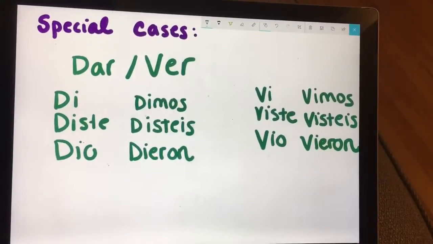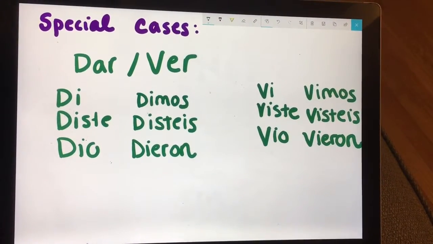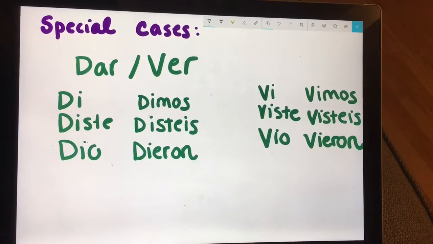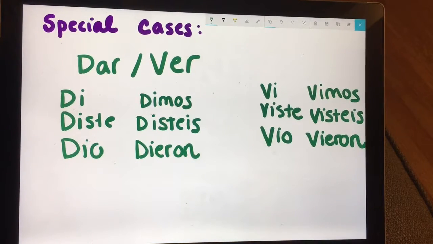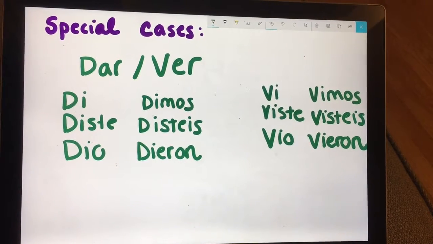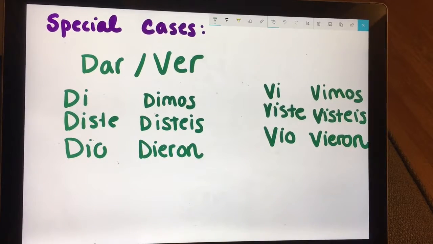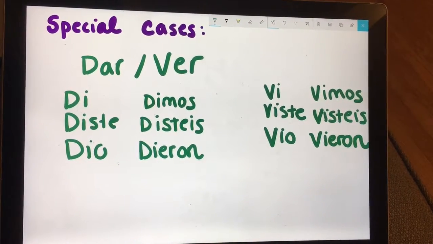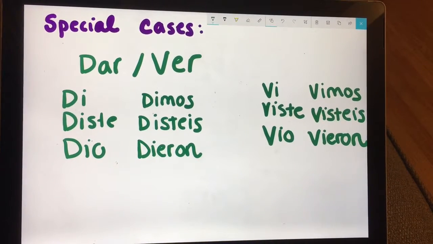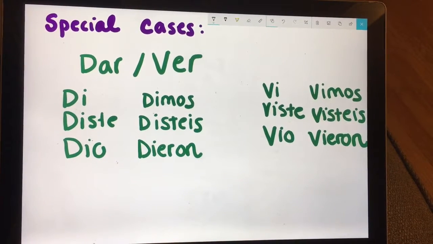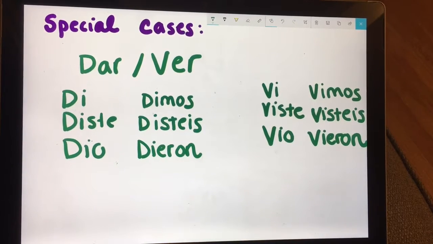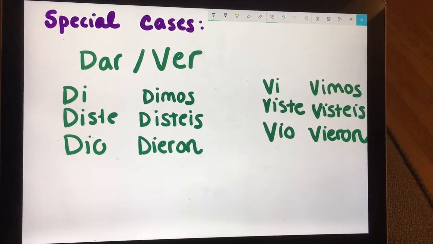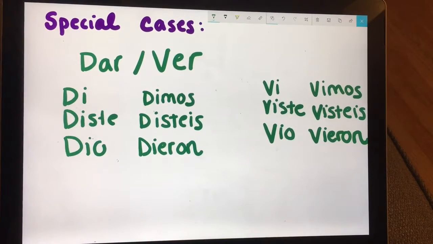So, yeah. And my last case of weird verbs are dar and ver. Ver isn't really all that weird at all. It's just a very short verb, but it's the exact same endings as the regular ir or er preterite. However, notice that there are no accents. And dar, same with dar, except dar is kind of weird because it's an ar verb. However, it follows the rules for a regular er ir verb in the preterite, except with no accents.